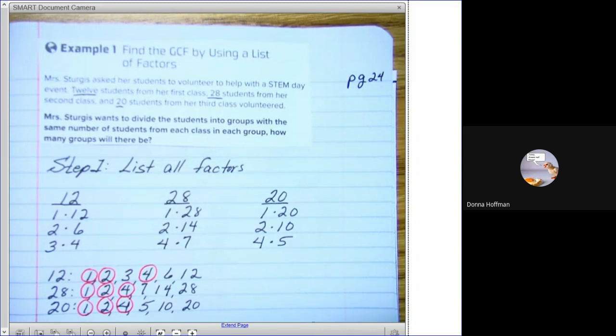Welcome to the lesson on greatest common factor for page 24 from your Florida Reveals math book.